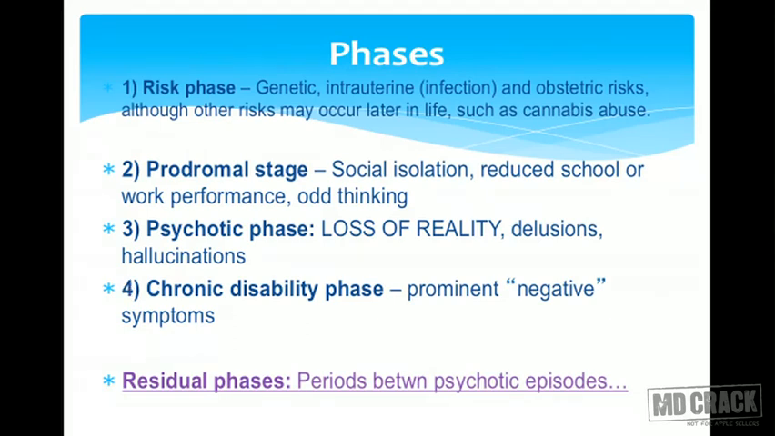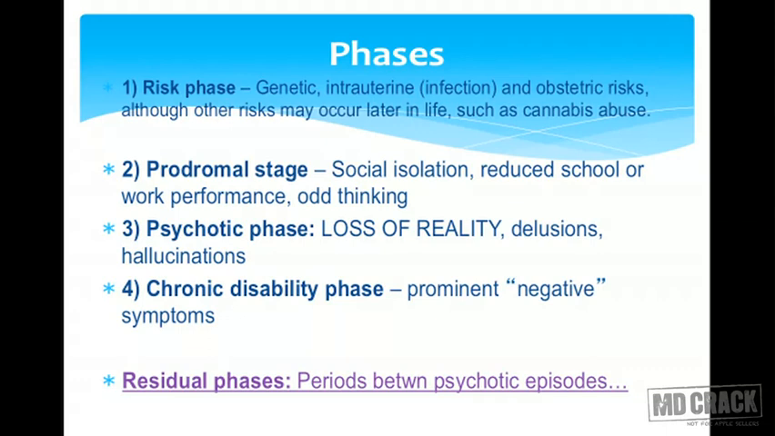Now we move on to discuss the phases in schizophrenia. The first one is called risk phase. This includes the knowing of various genetic factors, intrauterine infection, which we already discussed, the obstetric risks, although other risks may occur later in life, especially things like cannabis abuse. The second stage is prodromal stage, in which there is social isolation, reduced school or work performance, and odd thinking.